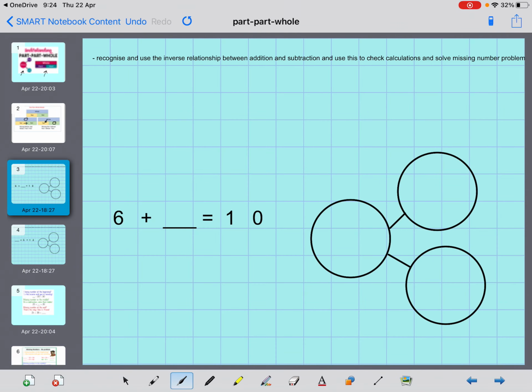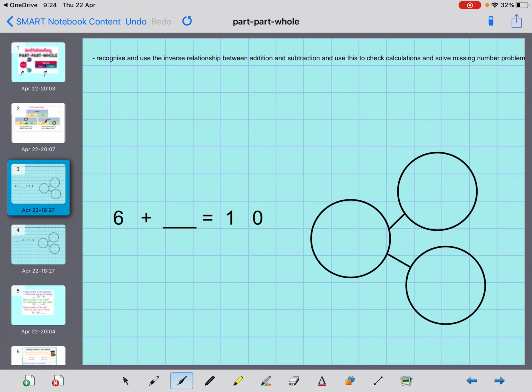So let's have a look here then. This is all about using the inverse relationship between addition and subtraction and using this to help us check calculations and solve missing number problems. This comes from the national curriculum and it was one of the statements in the first and second videos that we haven't yet covered to do with addition and subtraction. So looking at solving missing number problems then.